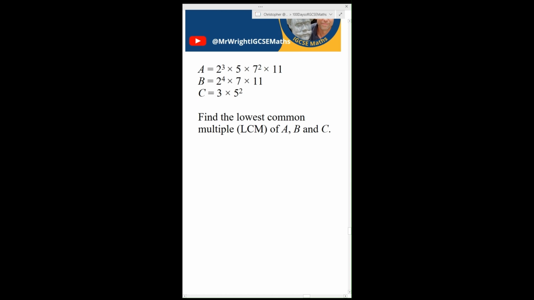Okay, we need to find the lowest common multiple, the lowest number which they all divide into. So I'm going to choose the highest powers of each of the factors. I'm going to choose 2 to the 4, 3 to the 1, because that's the only 3 that appears, 5 squared, 7 squared, and 11.